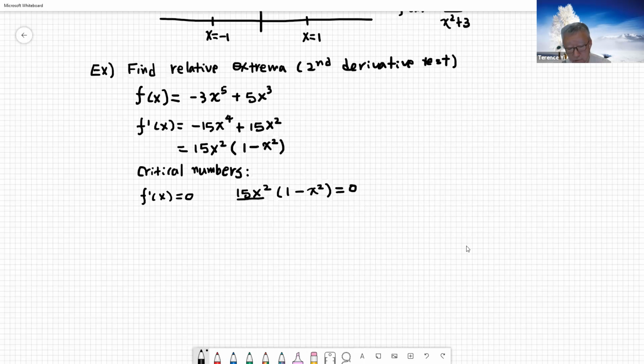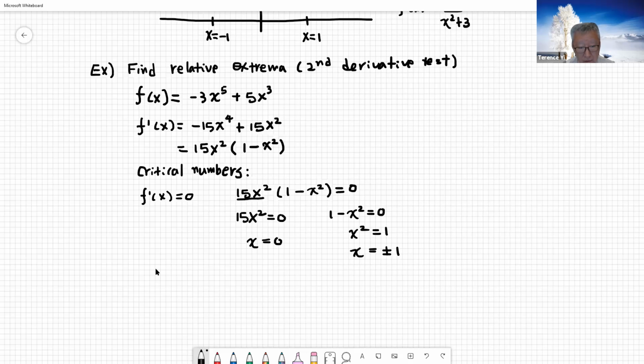We're going to have to equate that. So we have 15x squared equal to 0. Then I have 1 minus x squared equal to 0. So here the x has to be 0. Over here, you're going to get x squared equals 1, so x has to be plus or minus 1. So those are going to be my critical numbers.